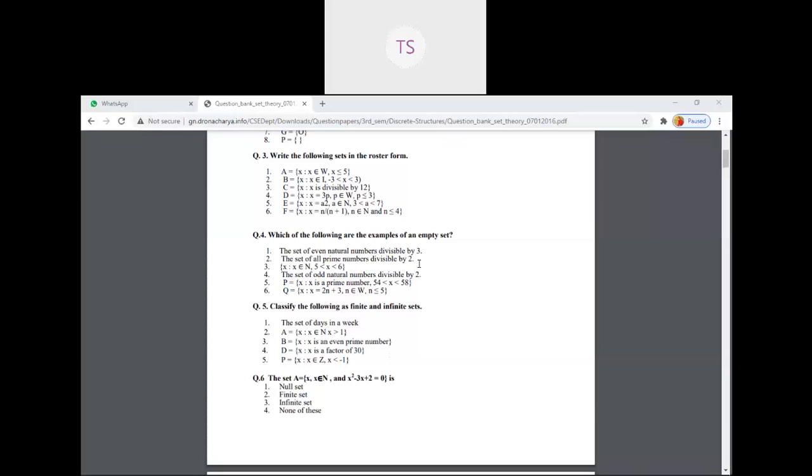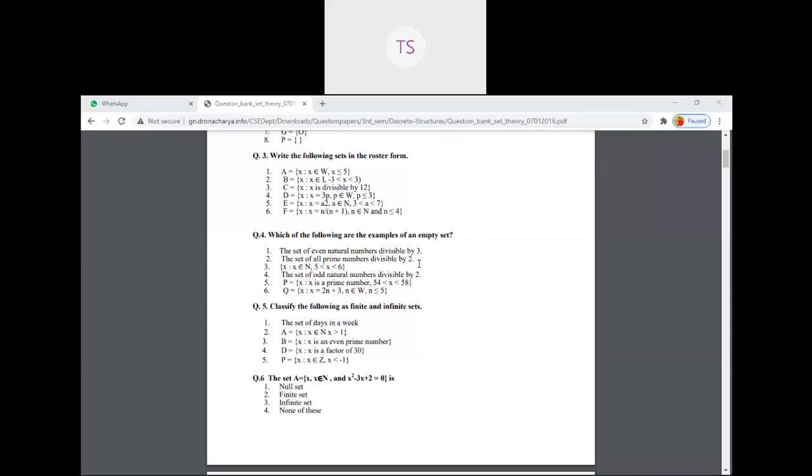Between 5 and 6, will you get 4? No, there is no number. So the number is not there. That means we will not get any natural number between 5 and 6.